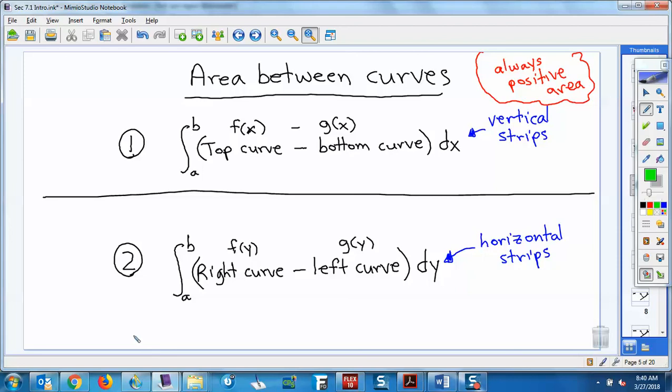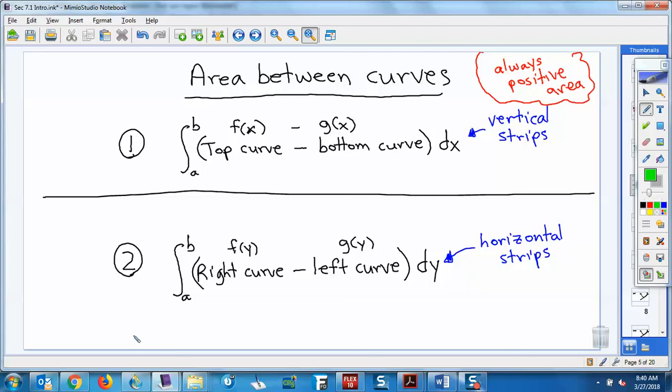Now, number two down below says sometimes we can do these problems with horizontal strips. Now, you might look at that and think, well, why bother? It turns out that there's going to be some problems where the only way to do it is with horizontal strips, because of the nature of it. It'll be much more complicated to do it the other way. But we would prefer to do vertical strips. That's what we're used to.